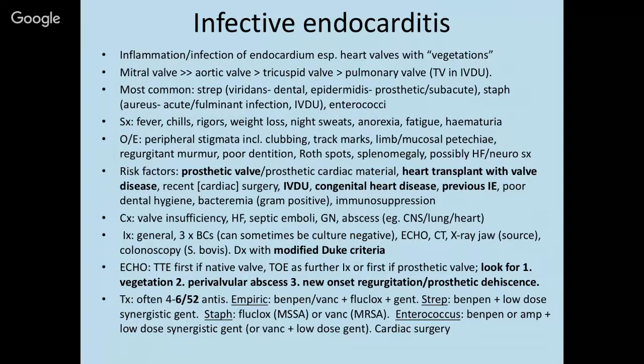For strep, they'd be on benpen and low-dose gent. The gent would disrupt protein synthesis so that the cells would be much more susceptible to the penicillin getting through, and that's unusual. So they use very low-dose gentamicin in endocarditis, often with the other antibiotics, which is different from when we use gentamicin, say, in a urinary tract infection. And then staph, obviously, flucloxacillin for MSSA, vancomycin for MRSA. And for enterococcus, you'd want to use penicillin if you can, maybe sometimes gent and vanc.